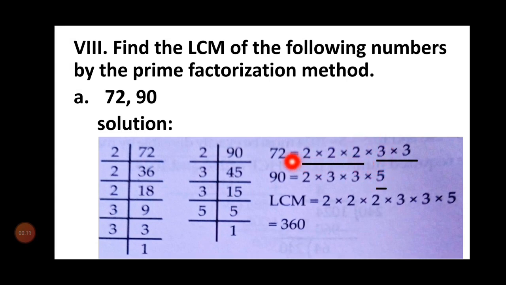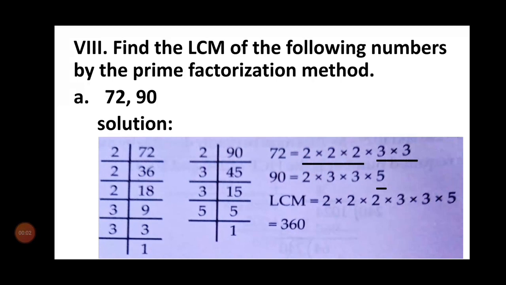Which number has the maximum number of 2's? 72 has three 2's. 90 has only one 2. So among those two, which has more? 72, because it has three 2's. So we are going to underline three 2's.